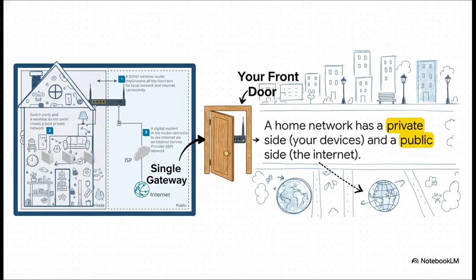And this image right here illustrates the idea perfectly. Over on the left, inside that private box, that's your local network, your LAN. Just think of this as your house. It's where all your devices live. Then on the right, you've got the public internet. That's the outside world. And that router, sitting right in the middle, that's your front door. It's the one and only gateway between your private home and the public street.